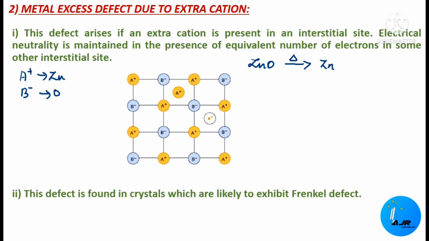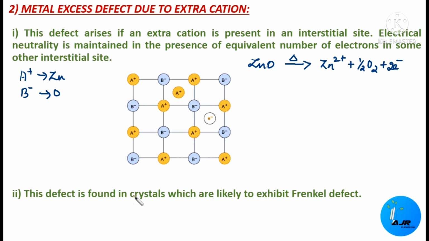This gets converted to Zn2+ and it gives oxygen. Also it liberates electrons. Now this Zn2+, that is this A plus, thus formed will be moving to the interstitial site, and an equivalent number of electrons are accommodated in the nearby interstitial site. The entrapped electrons in the interstitial sites enhance the conductivity of this zinc oxide and impart yellow color to it at high temperature.